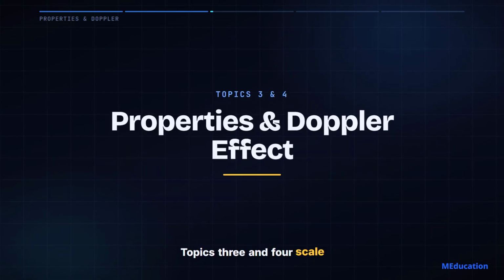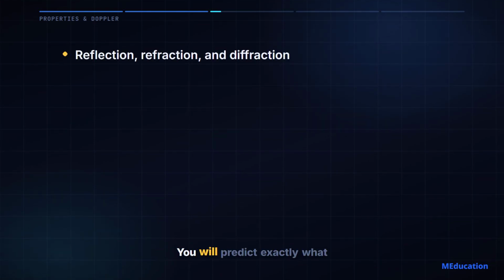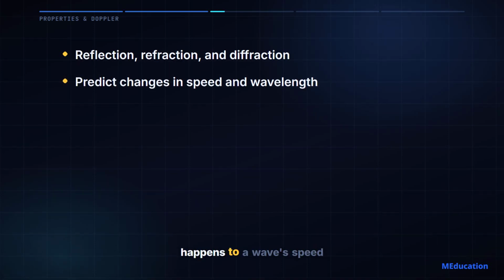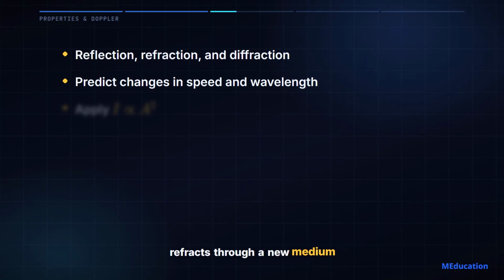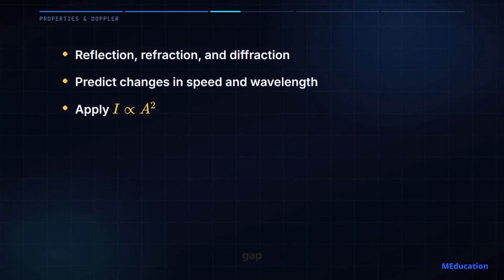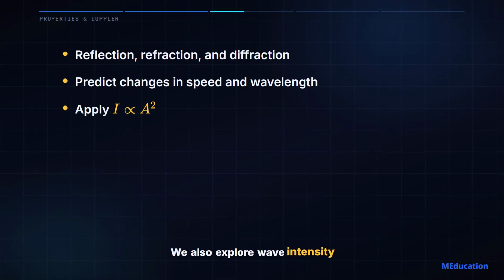Topics 3 and 4 scale up from single waves to complex environmental interactions. You will predict exactly what happens to a wave's speed, frequency, and wavelength when it reflects off a boundary, refracts through a new medium, or diffracts through a narrow gap. We also explore wave intensity, applying the strict rule that intensity is directly proportional to the square of the amplitude.